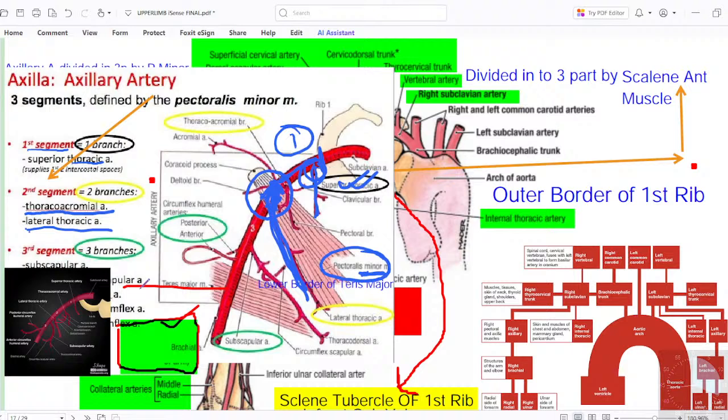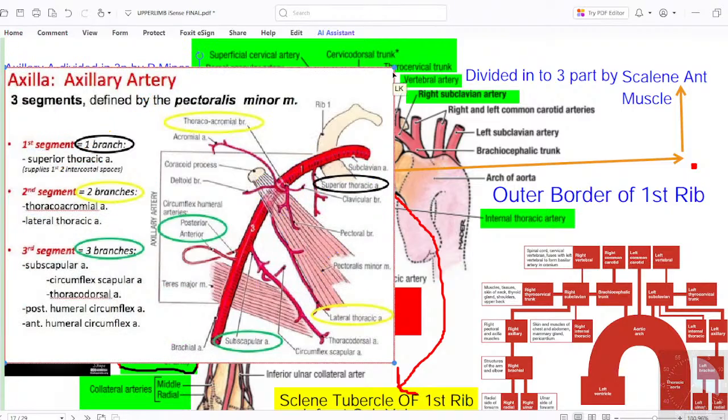Suprascapular artery and lateral and medial circumflex artery. You remember, it's not suprascapular, it's subscapular. Subscapular, I mean, yeah.